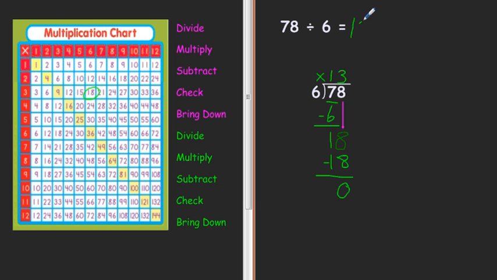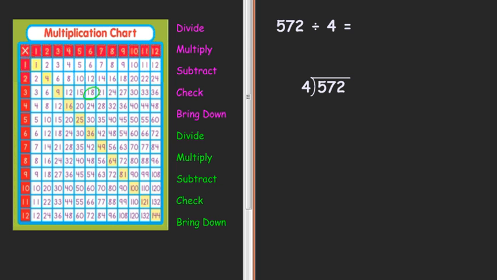But am I done yet? No, I have to multiply. I have to check that. So I'm going to multiply 13 times 6. So let's try this. 6 times 3 is 18. Bring my 1 up here. 6 times 1 is 6, plus 1 is 7, so 78. So is that right? Yes, that is right. So this answer, check, is correct. I know that this matches my dividend, and I can see how it works.